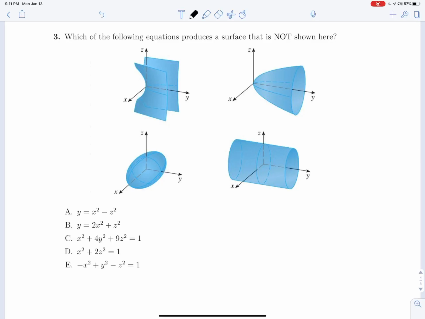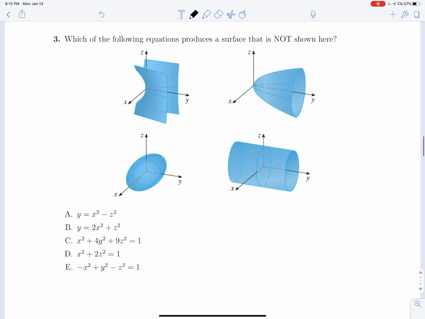Okay, which of the following equations produces a surface that is not shown here? So all we're really doing here is matching up the memorized equations that you should have on demand in your head for our quadratic surfaces with the surfaces that they're giving to us. So let's just go through for the sake of practice and label these.